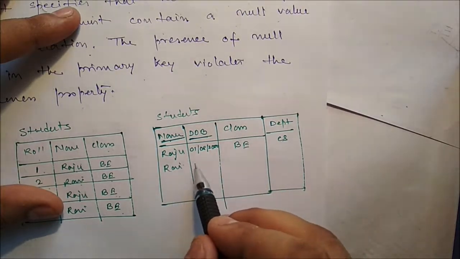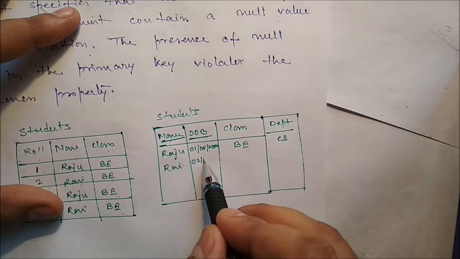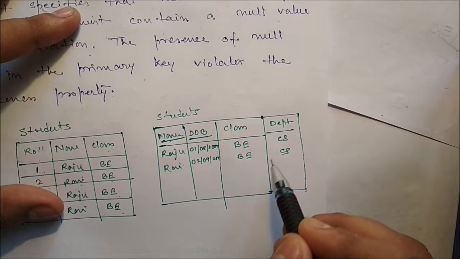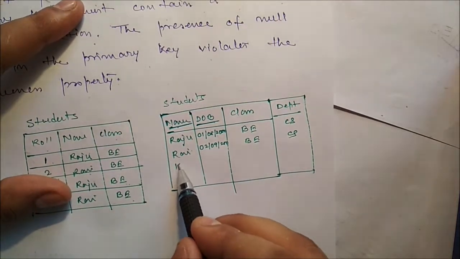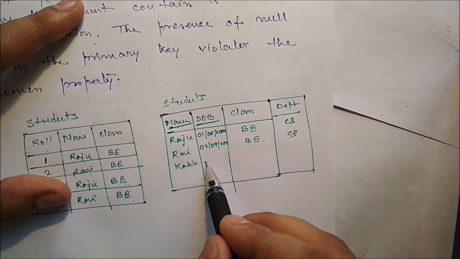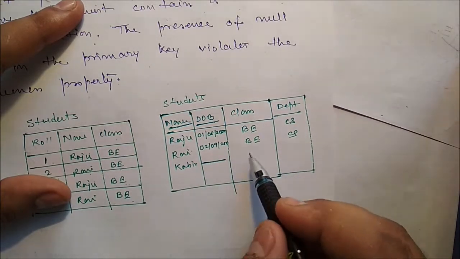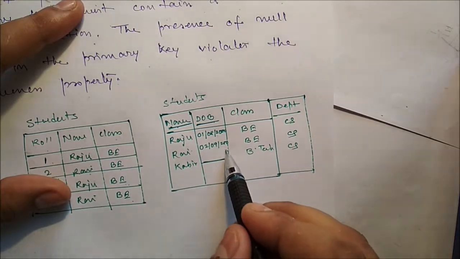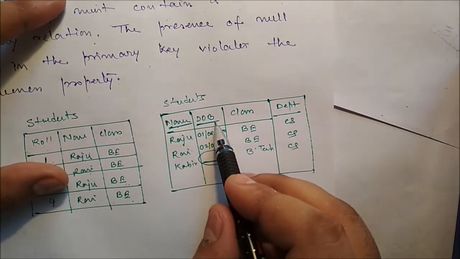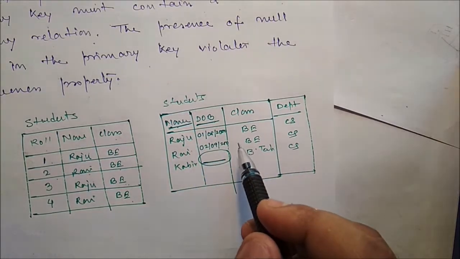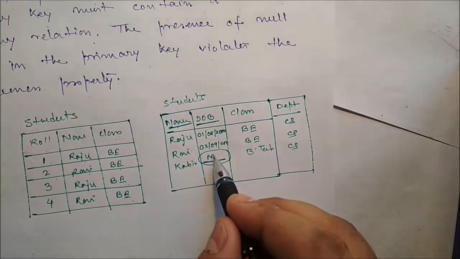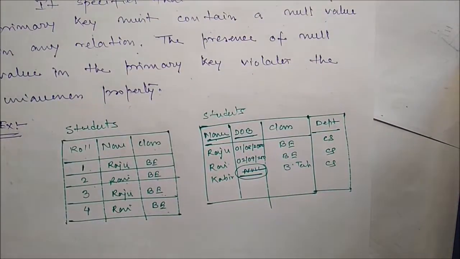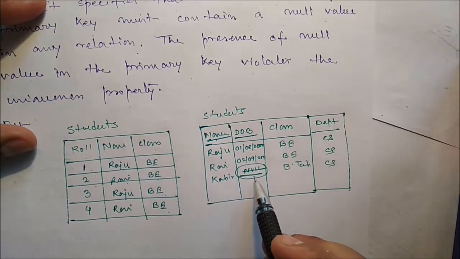Are you getting this one? So similarly, you can say 2nd, 2000. So it is B CS. Now suppose Kabir is there, and we don't know his name. We don't know his date of birth. Say we know the class, say it is BTech, and the department, but we cannot put null here because date of birth is part of the primary key. So you cannot put null. If you put null, that means it is a violation of entity integrity constraint. Anyhow, we have to give some valid value.